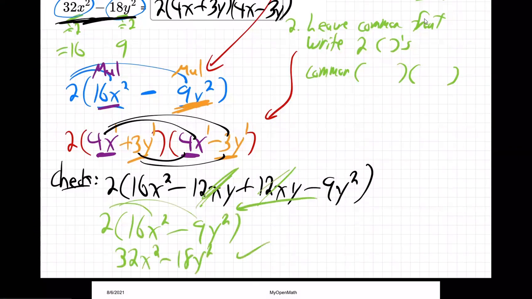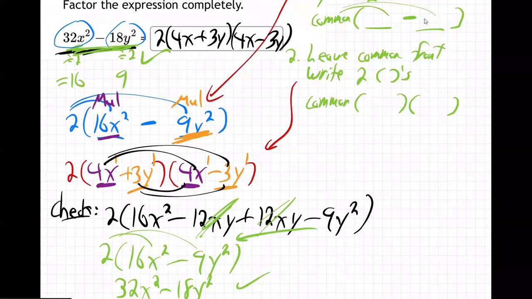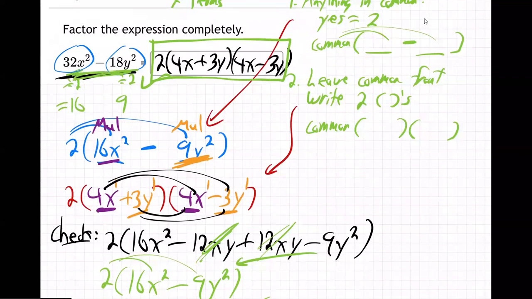Check. See, check. It's the same as the original, isn't it? It proves that this really is indeed the right answer. It really does multiply to go back to this 32x squared minus 18y squared. So there we go.